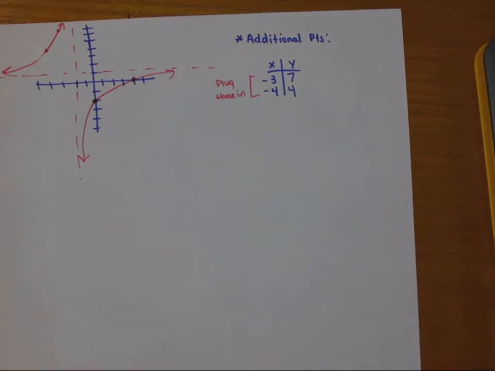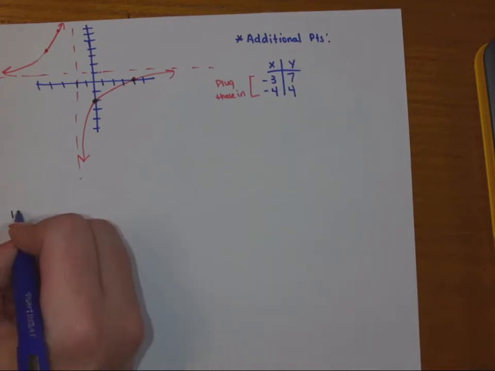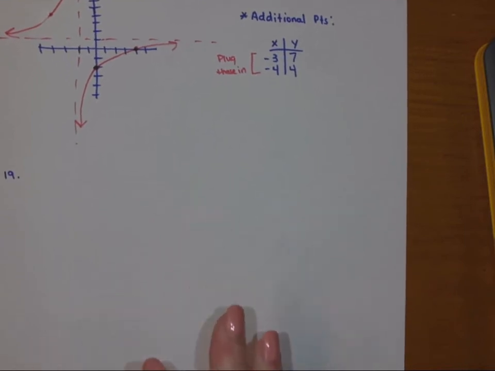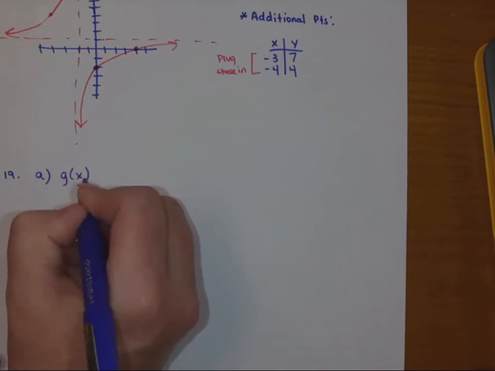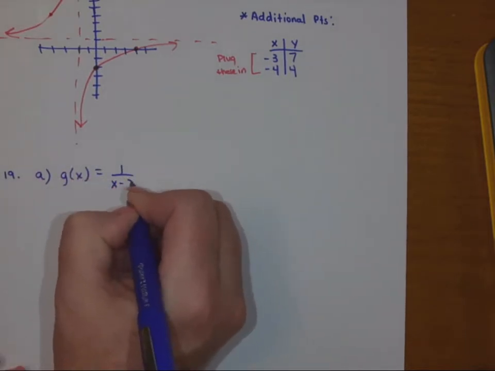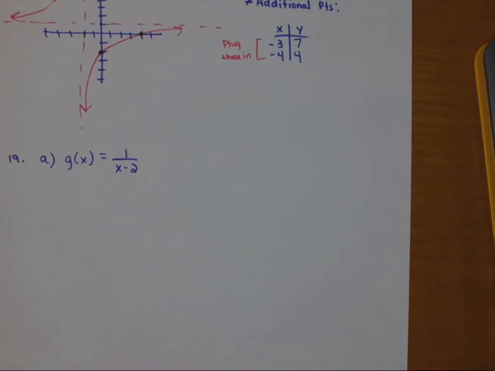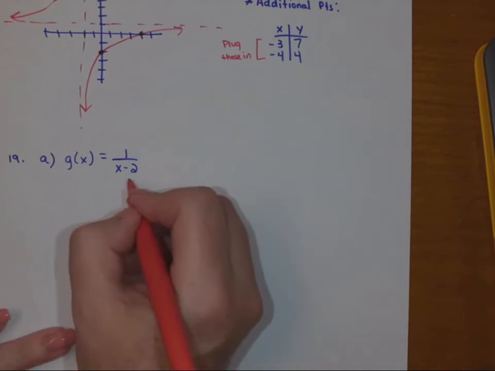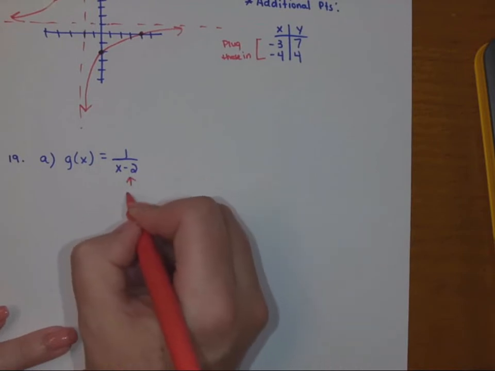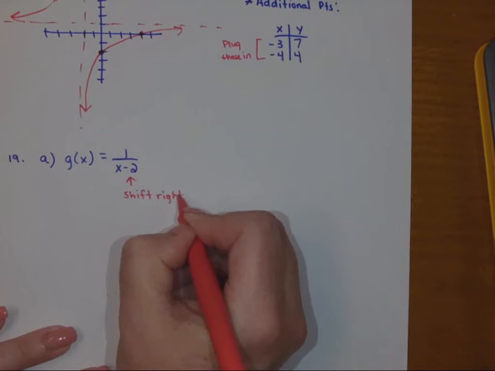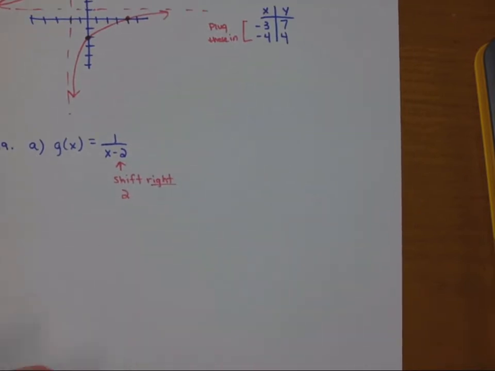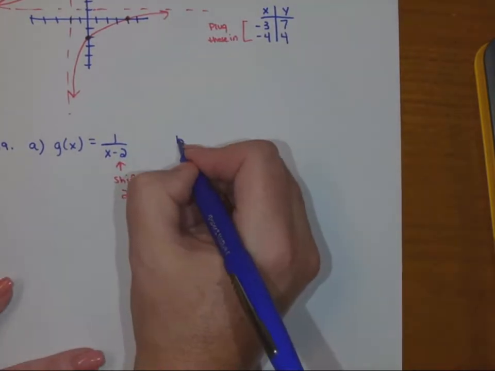All right, so last one about the rational graphs. Describe the changes in the graph from 1 over x. Okay, so the first one, notice it looks like 1 over x, except I added, or subtracted rather, a 2 inside the function. And so this is inside, so this is going to be a shift right 2 change. Remember, horizontal changes work opposite of the way you might have expected.